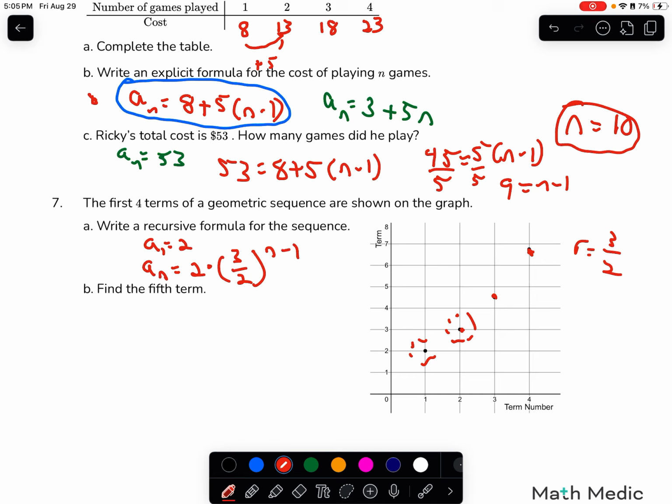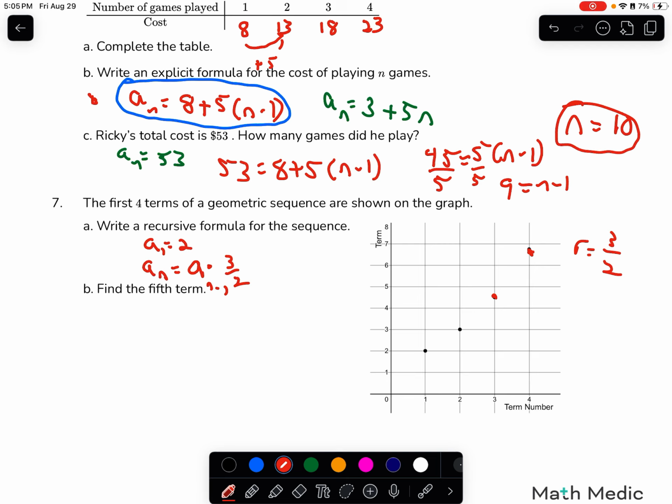If you wanted to double check it, you could plug in n equals 1 into this. Oh, sorry, I'm not doing this right. It's write recursive. It'll be a sub n minus 1 times r. Sorry, I'm mixing up my forms. Oh my gosh, that's so embarrassing. There's your recursive. A sub 1 is 2.